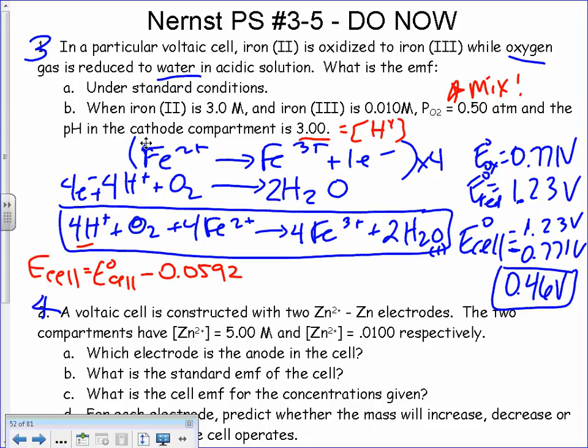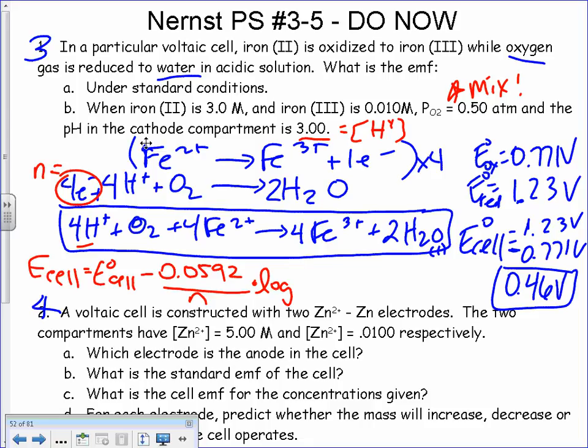I'm asking for the memorized version like this, just because I think it's simpler to memorize. So 0.0592 over n. n is representing moles of electrons transferred total, right? And what is n here? 4 moles of electrons. You can see it right here, because we multiplied across there, and that's 4. And then this one's times the log of Q.